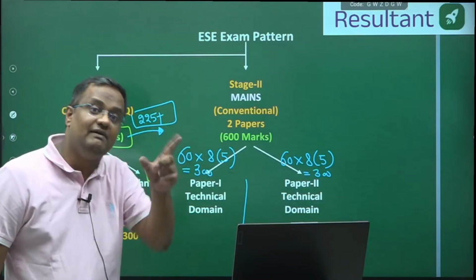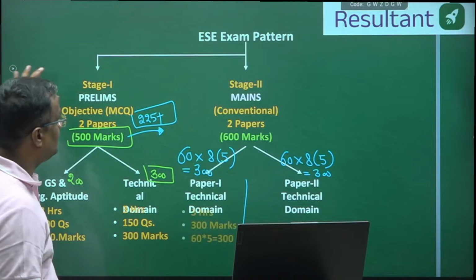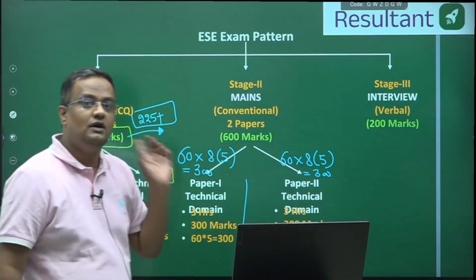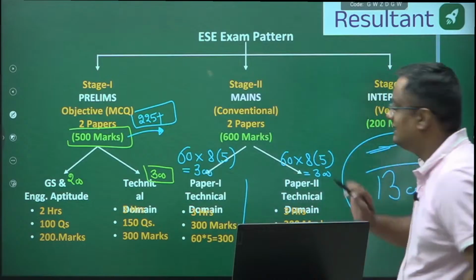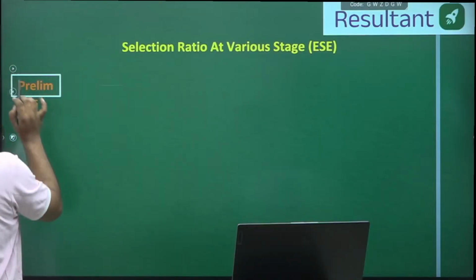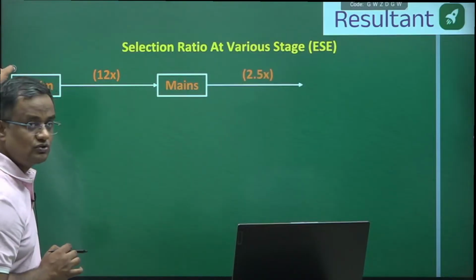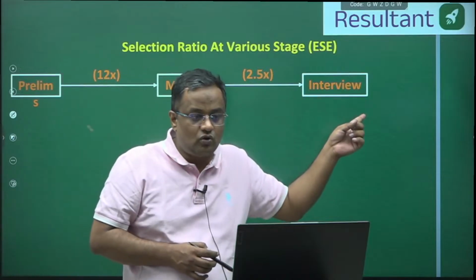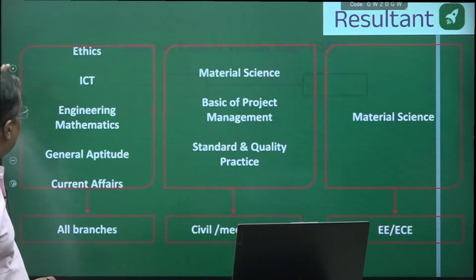Now out of 1100, 600 here and 500 here, the cutoff will be decided, and few students will be called for the final test, and that final test is interview, that is of 200 marks. Out of 1300 marks, the final cutoff will be decided. Suppose X is the number of seats in prelims, then 12x students will be called for mains. And for every seat, 2.5 times students will be called for interview. Have you got it? Okay. 2.5 students are called for interview.